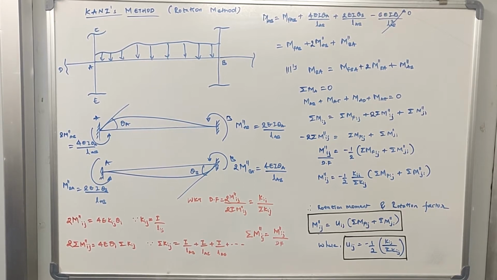Now going with the rotation method, it is also called Kani's method, named after the engineer who developed it. The rotation method basically deals with determining the rotation moment required and the rotation factor. We'll get into what the rotation moment and rotation factor are later. First we would like to see the figures and understand them, then we can arrive at what the rotation factor and rotation moment are.